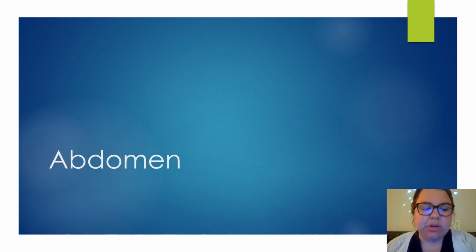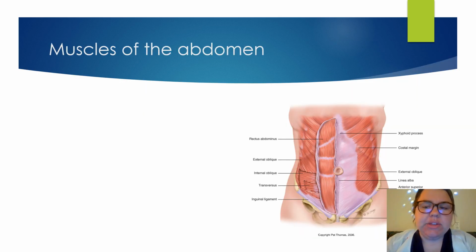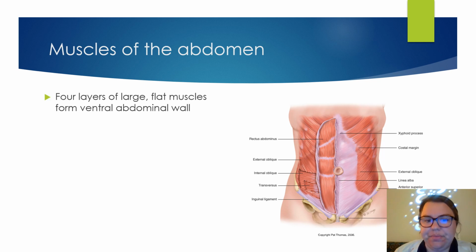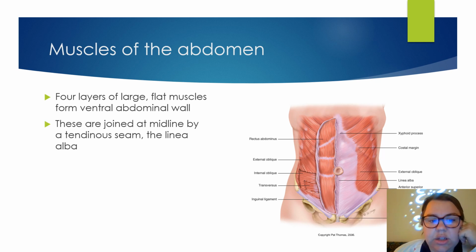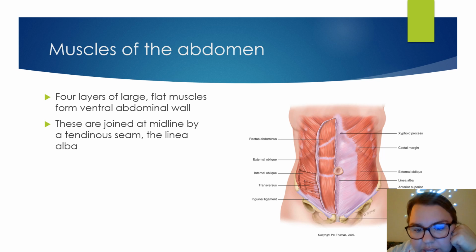All right, so this is the abdominal lecture. The muscles of the abdomen: there are 4 layers of the large flat muscles that form the ventral abdominal wall. They're joined at the midline at the tendinous seam, that's the linea alba. If you look on the picture here, you can see the different 4 layers.